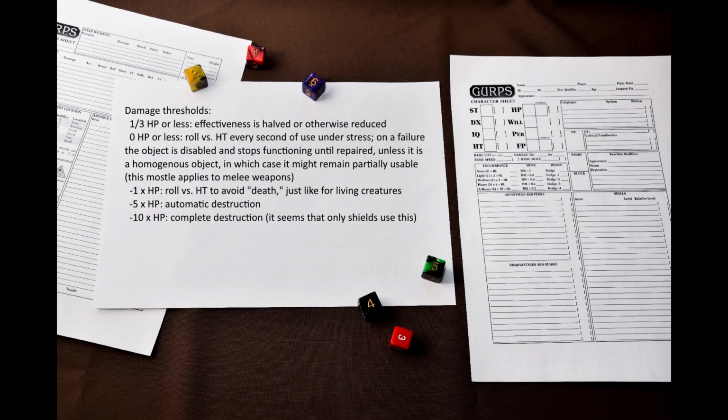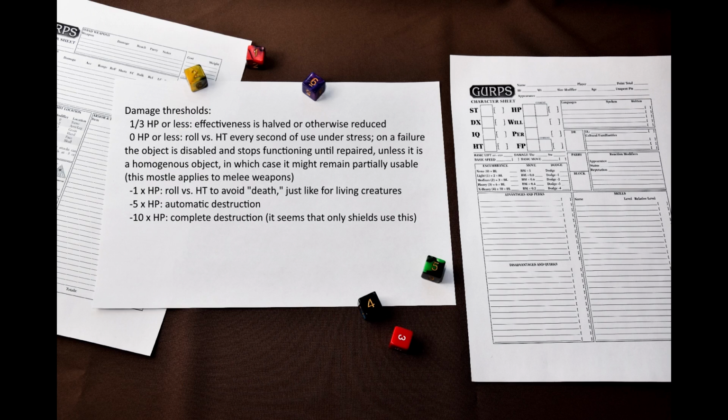Now let's talk about how damage affects objects. Just like living creatures, they have certain damage thresholds. When an object has less than 1/3 HP left, its effectiveness is halved or otherwise reduced. This is left up to the GM, but I don't really know how one would reduce effectiveness of, for example, melee weapons. For the most part, I think you can ignore this threshold unless you are dealing with complex machines or armor. At 0 HP or less, the mechanics are very similar to those of living creatures.